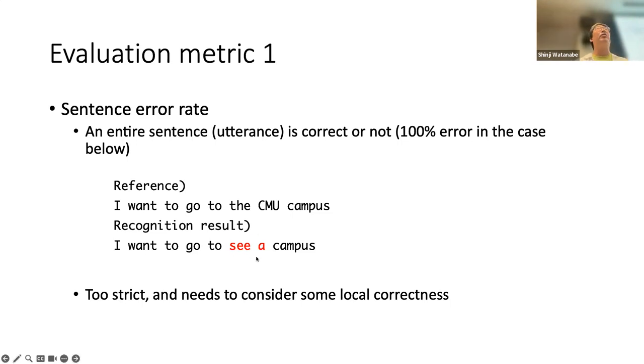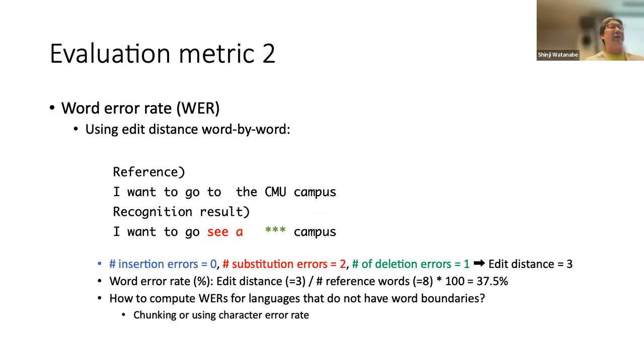But at the same time, as you see, only this part is wrong, right? And the other part is actually correct. But making everything wrong is a little bit too coarse a measure. So people usually don't use the sentence error rate so much. Instead, people are using the word error rate.